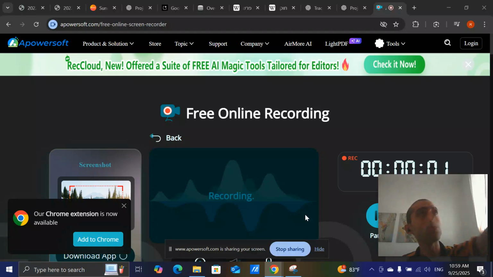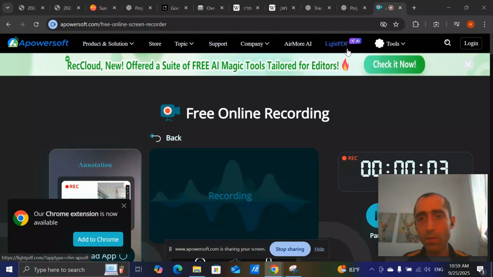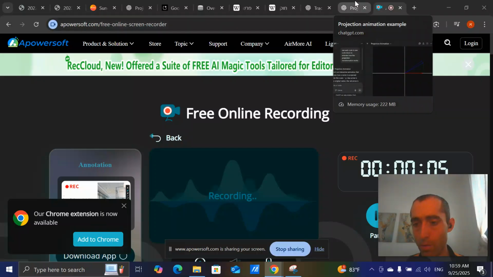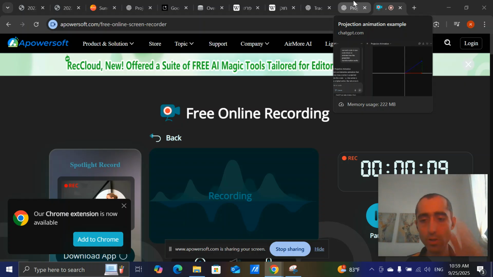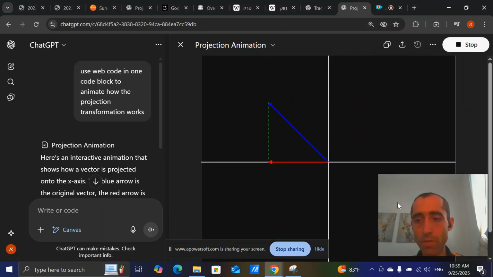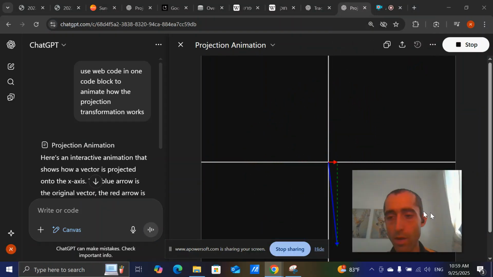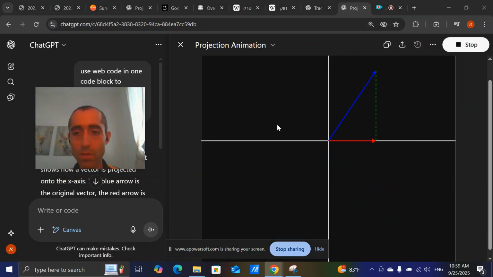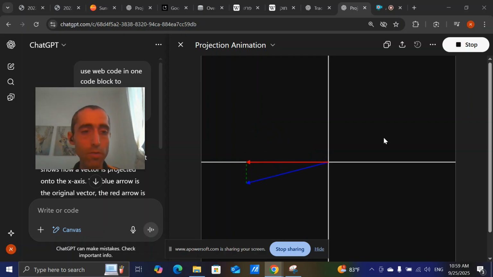Okay, so let's turn on the light and start talking about the projection transformation, or projection matrix, or projection in general in linear algebra. One thing that is quite useful, so it's good to know about. So let's start with animation, because animation lets you understand a little bit how the transformation works.